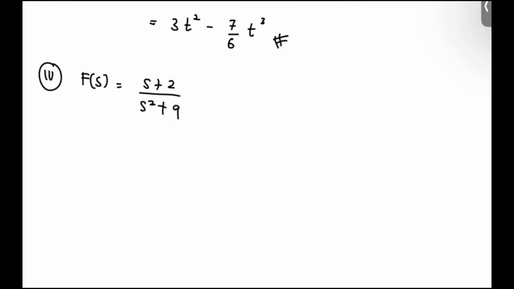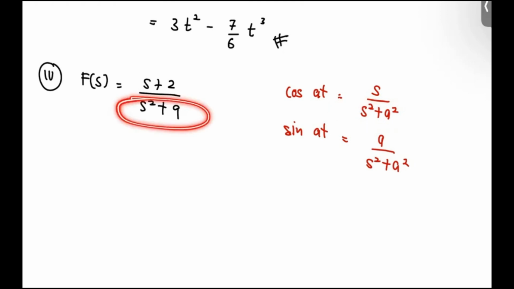So the closest function that I can find is, let me change the color. If I have cos at, this is equal to s over s squared plus a squared. Sin at, this is equal to a over s squared plus a squared. Because the denominator is s squared plus a squared, here I found that this one is close to these two functions.